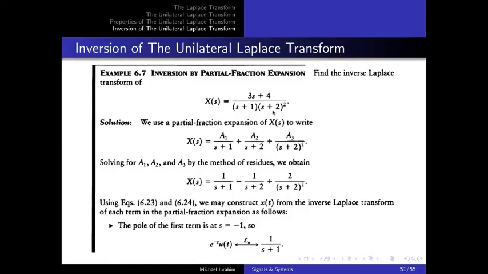And if we have a repeated pole like this one, s plus 2 all squared, the corresponding partial fraction would be a constant over s plus 2 plus another constant over s plus 2 all squared. We have seen this in mathematics before, how to do partial fraction. Next, we can very easily compute the constants a1, a2, and a3. We will find that a1 is equal to 1, a2 is equal to minus 1, and a3 is equal to 2.